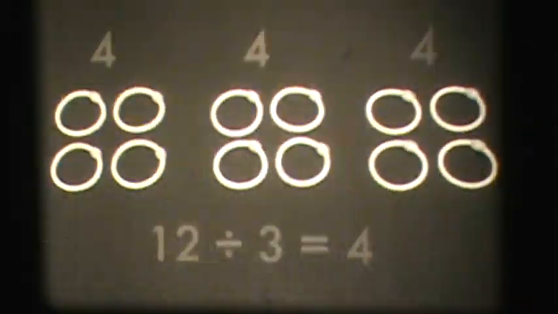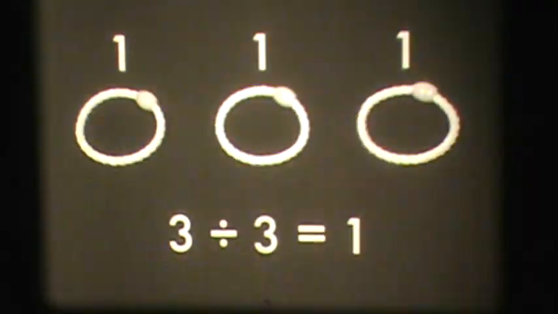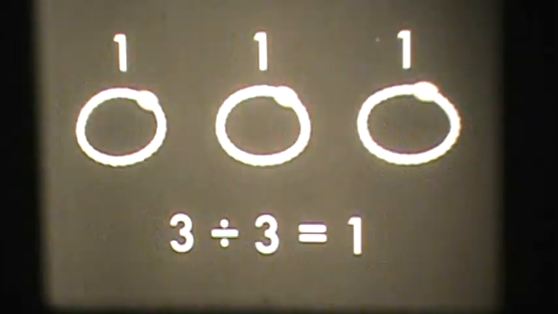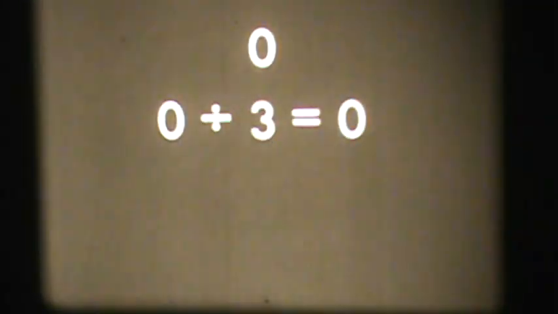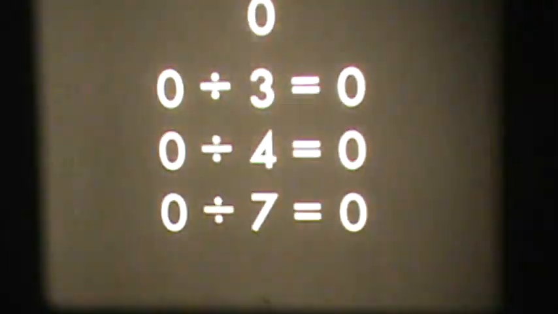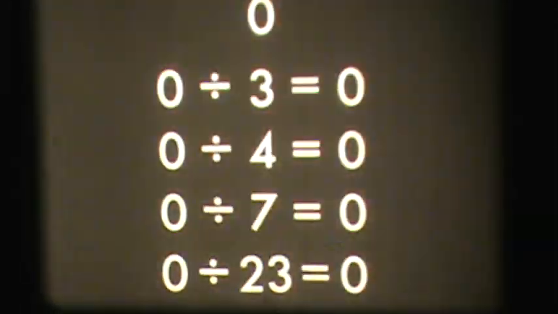Now let's think about 0 with our set of 12 rings. If we divide the set among 3 people, each person would get 4 rings. 12 divided by 3 equals 4. But if we had only 3 rings, each of 3 persons would get just 1 ring. 3 divided by 3 equals 1. Suppose we had no rings, 0 rings. Each of 3 persons would get 0 rings. So 0 divided by 3 equals 0. In division, 0 divided by any number is 0.